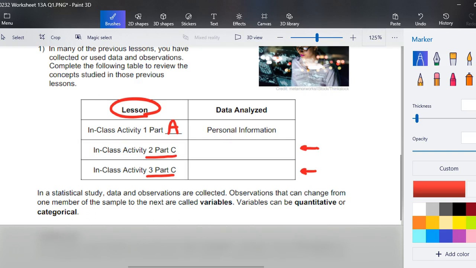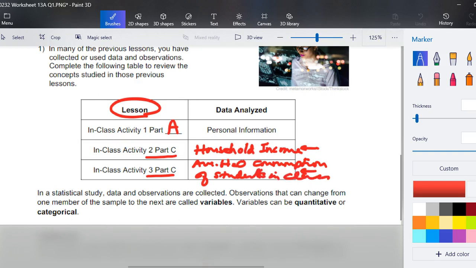So in the in-class activity 2C, something short you could write about what was analyzed would be household income. For activity 3C, that's when we looked at the average water consumption. It's not very short, but average water consumption of students. But it was the students in class or even online, you sent in your data.